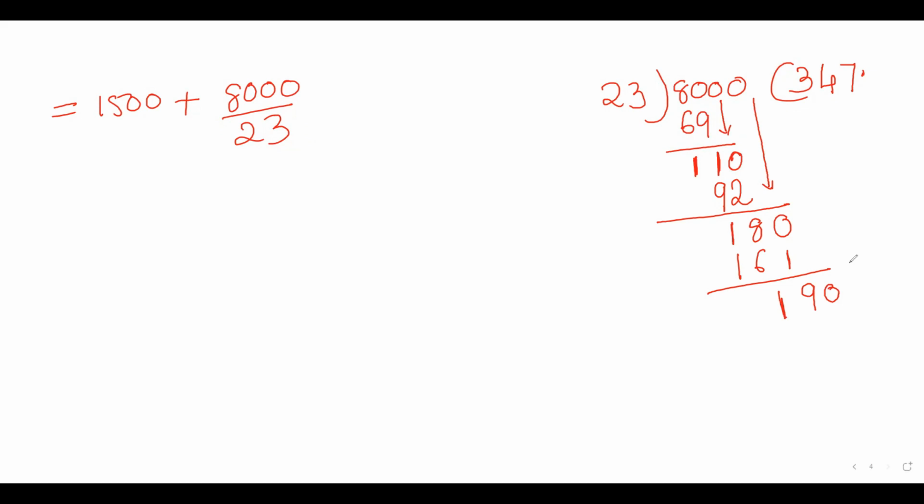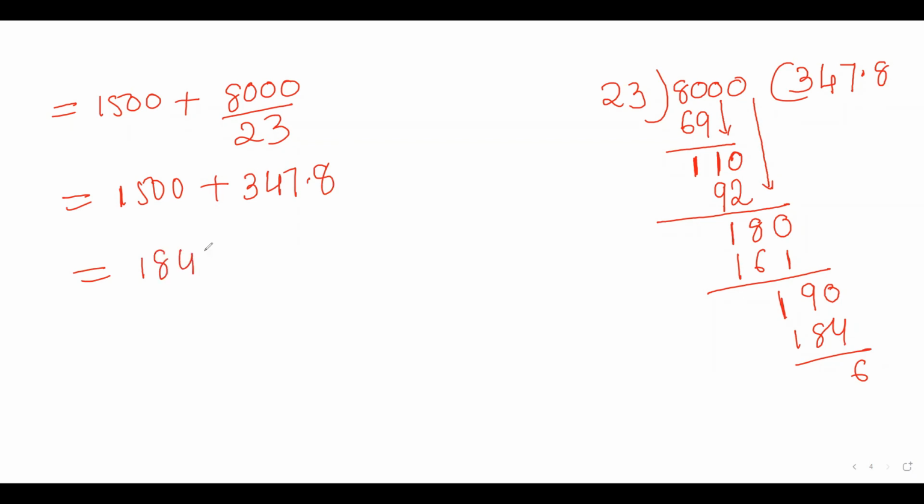Now again 23 eights, how much? 184. Leave it. You are dividing with a prime number, so you will get a repeating decimal. You can stop after one decimal. Now come back to the problem: 1500, and this quotient is 347.8. Add. 1847.8. 1847.8 is your answer, and your answer should be in the median class.